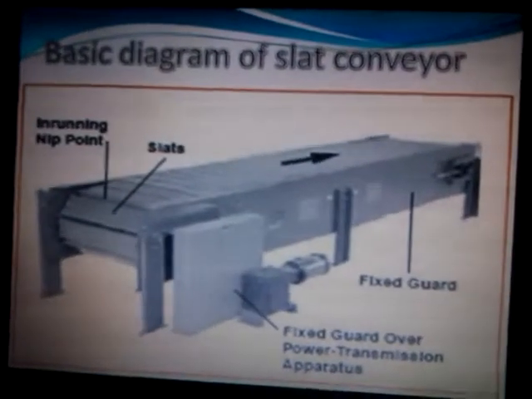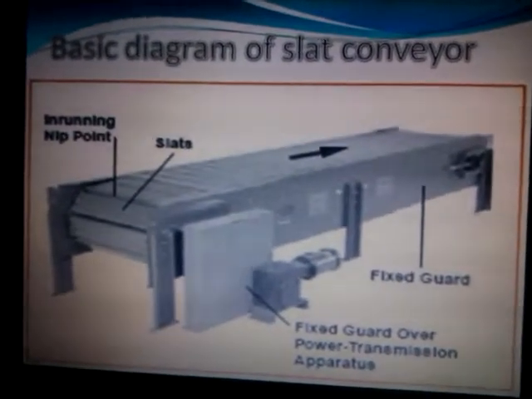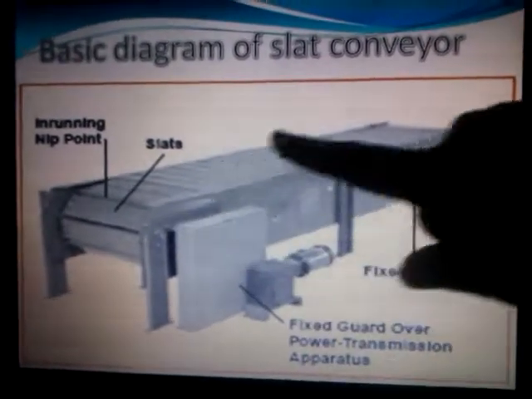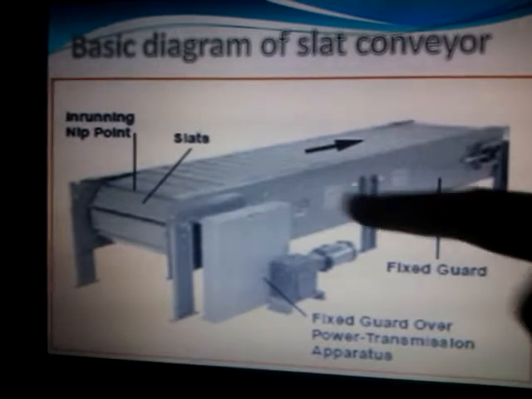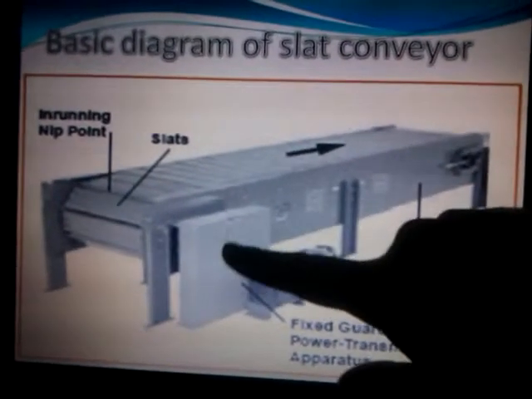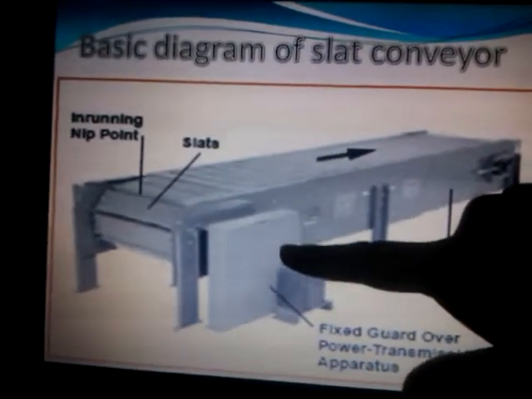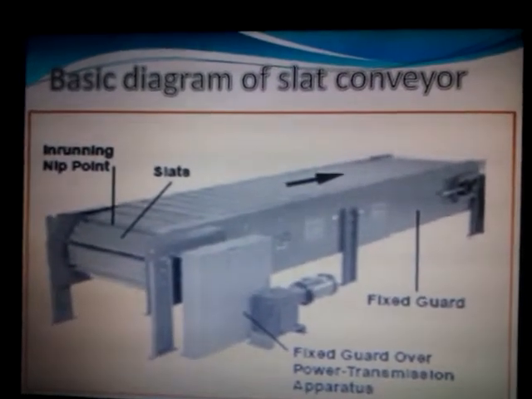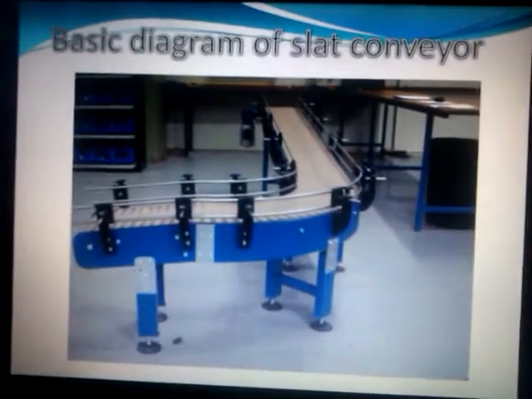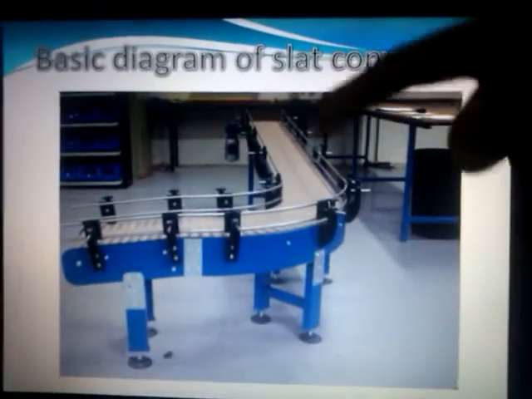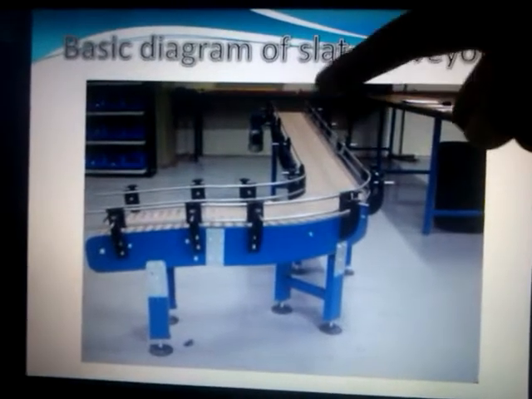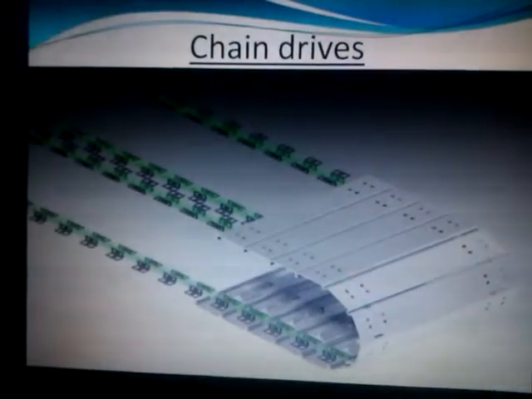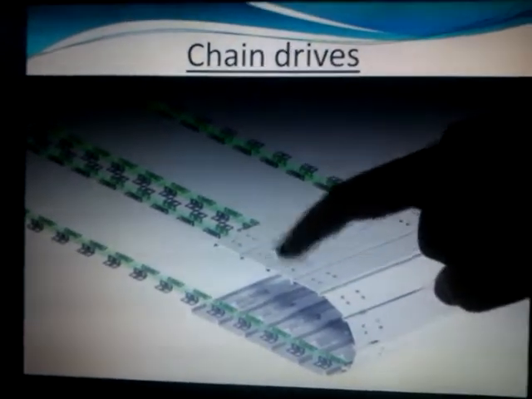Now this is a basic diagram of the slot conveyor. As you can see, this slot conveyor moves from the first workstation to another. It is moved by the stepper motor, which is placed here. The stepper motor helps to move the slot conveyor, and the slot conveyor is controlled by the PLC. So this is a basic diagram in which we see the slot conveyor moving from one workstation to another using the stepper motor. This is a chain drive which helps to connect the two slot conveyors.